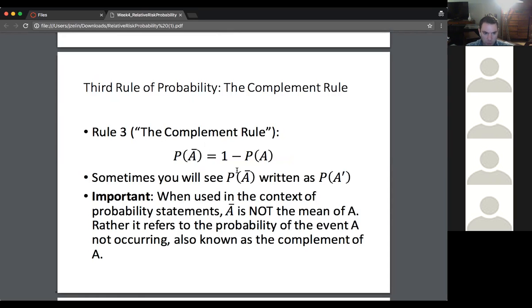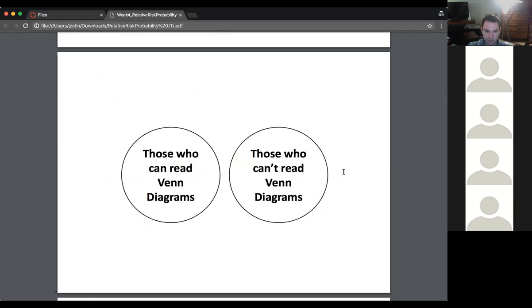So there are 2 ways to represent the probability of not A. You could either have that line up top, or you can denote it by A with a little prime mark here. It's also known as the complement. So if you're hearing about the complement, just know it represents 1 minus that event, the probability of that event not occurring.